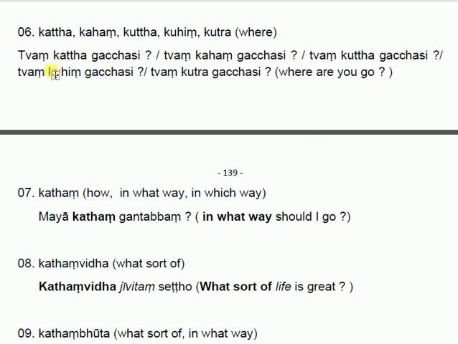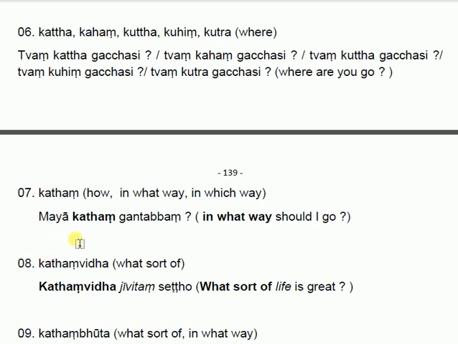Tuang katta gachasi, or tuang kahang gachasi, or tuang kutta gachasi, or tuang kuhing gachasi, or tuang kutra gachasi. So all of these have one meaning. Where are you going? And number 7, katang, how or in what way or in which way. So example, maya katang gantabhang. Maya means I in English.